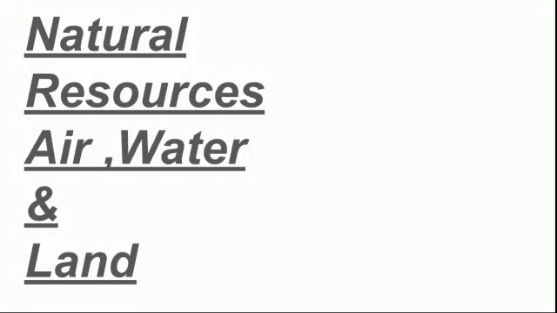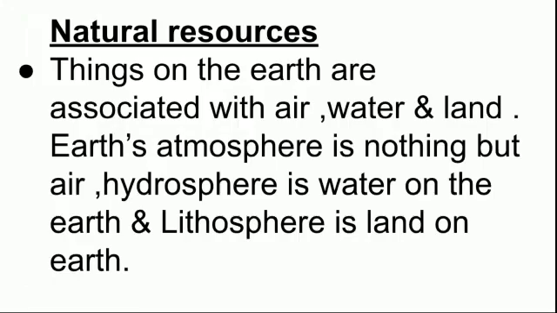Here we are going to learn our first chapter, natural resources: air, water and land. The natural resources, air, water and land, are associated with the living things on the earth. The earth's atmosphere is nothing but air. Hydrosphere is water on earth and lithosphere is land on earth. That is the land of our earth.